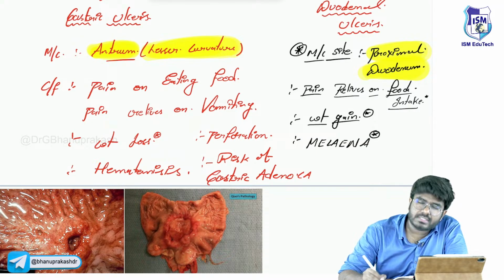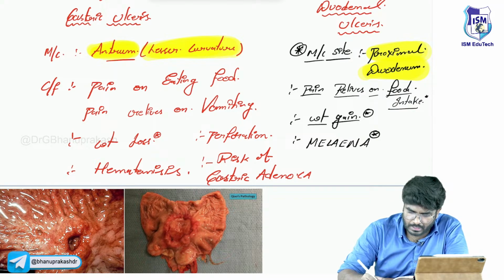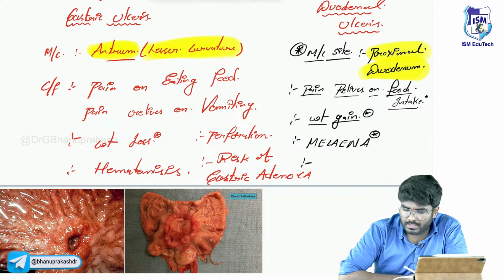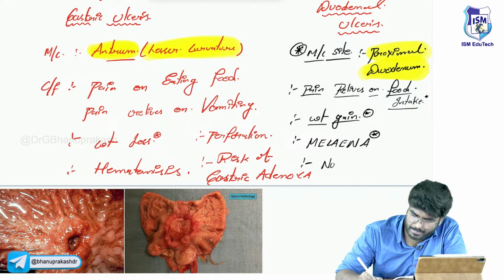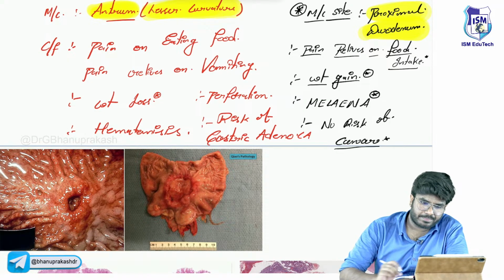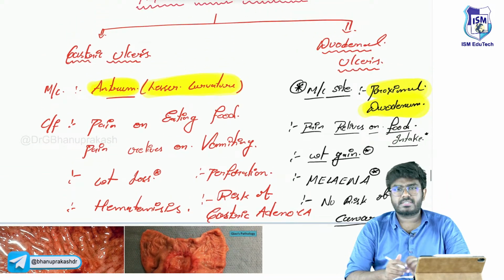Okay, so duodenal ulcers can bleed and can cause melena. Now, why I like the duodenal ulcers is because, when compared to the gastric ulcers, these ulcers are good. They do not possess any risk for cancer. No risk of cancer. Usually, they do not cause cancer. So these are the important differences between the gastric ulcer and the duodenal ulcer.